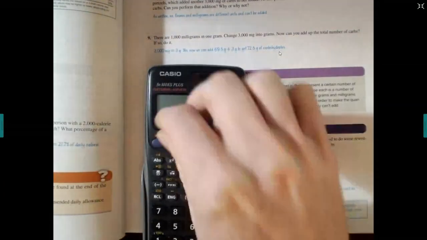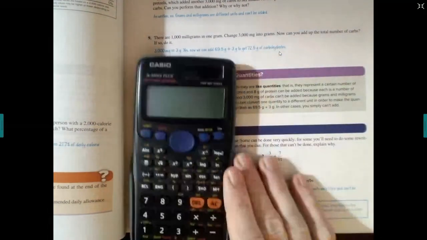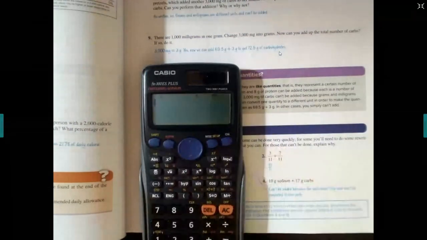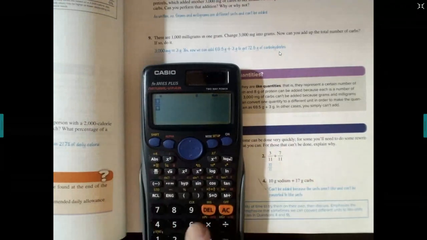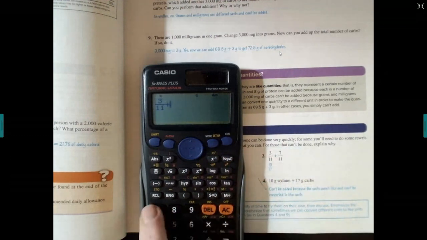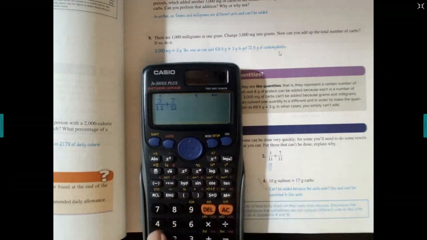Now, calculator, all right? If you look at the calculator, we could go ahead and deal with fractions with calculators, all right? So here we have 3 over 11 added to 7 over 11. Look how easy that is to use a calculator.